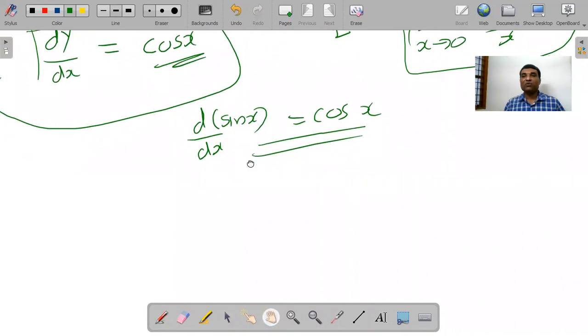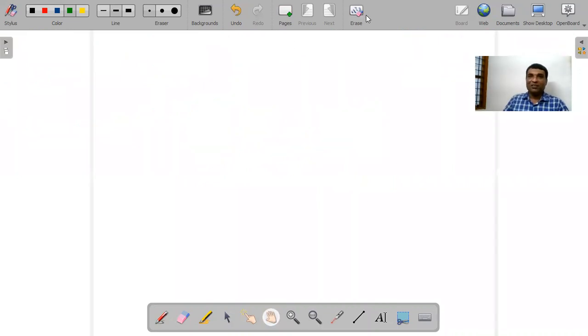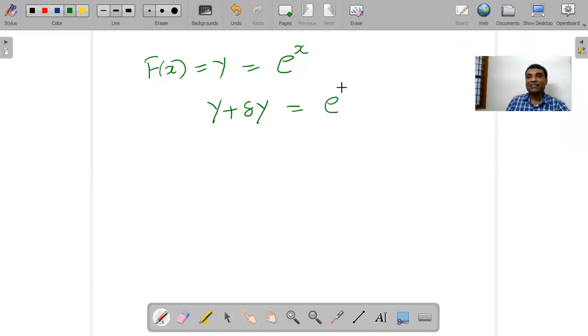So this is the first principle or fundamental principle of derivative, the ab initio method. By using this principle, we can find almost every standard result. We can do one more problem. Suppose we have a function f of x, or y, equal to the exponential function e raised to x. Now I'm going to make a small variation in the input variable. The corresponding variation in the output variable is delta y, that is equal to e raised to x plus delta x. Let this be equation number 1 and this be equation number 2.